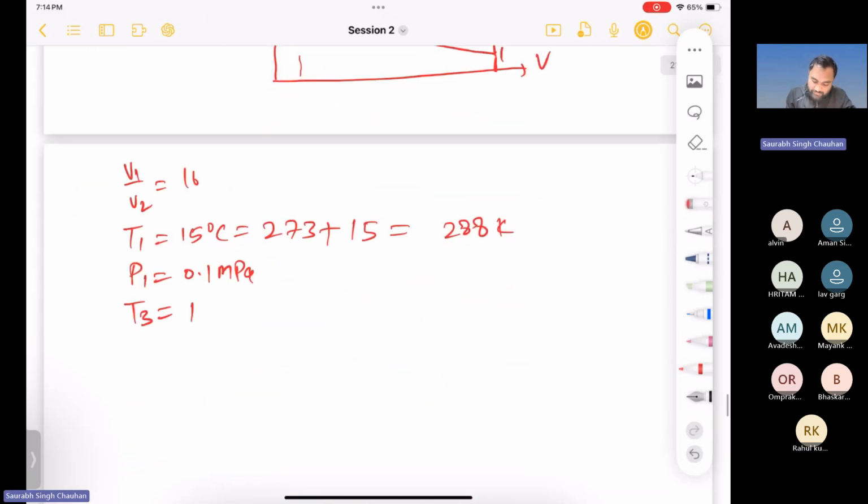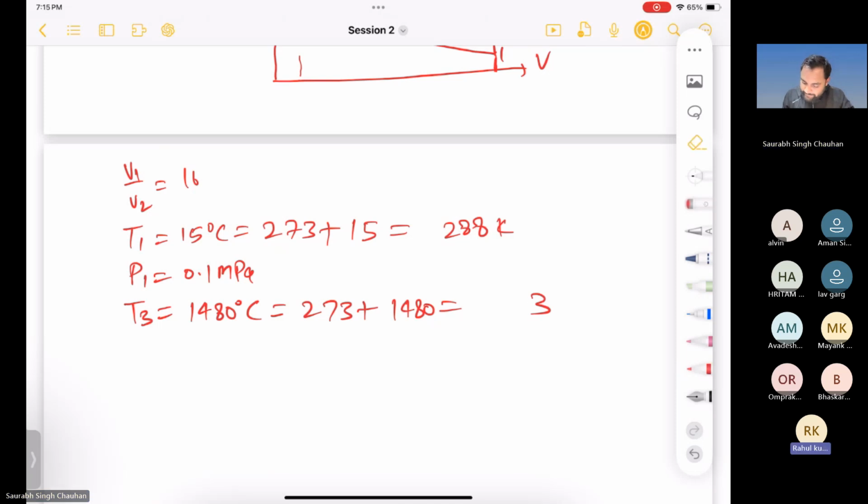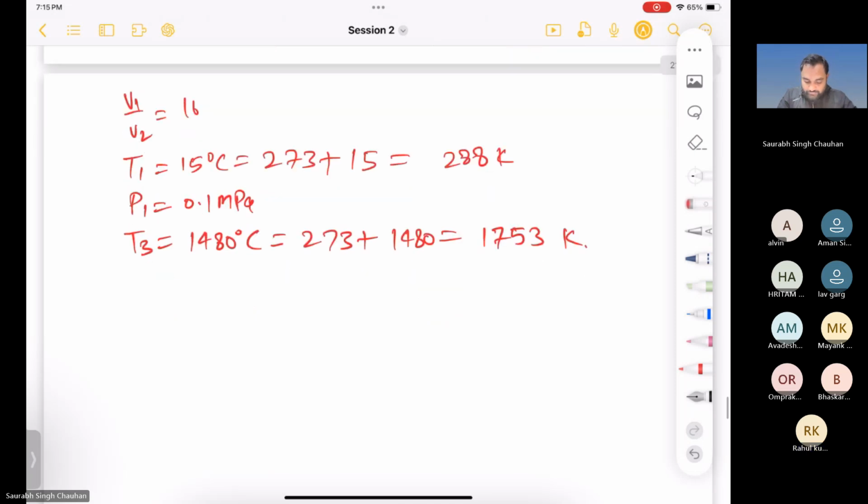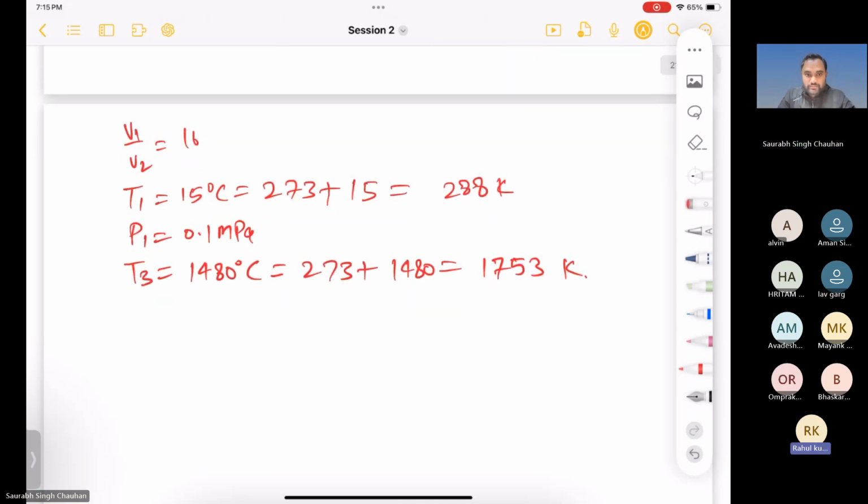T3 is 1480 degrees Celsius, and in Kelvin it will be 273 plus 1480, so 1753 Kelvin.